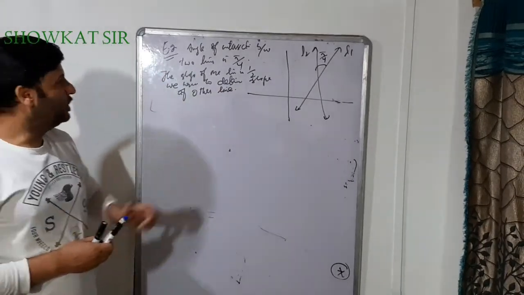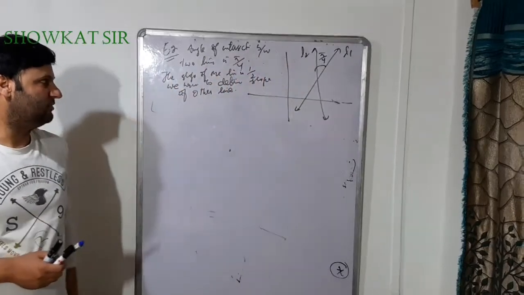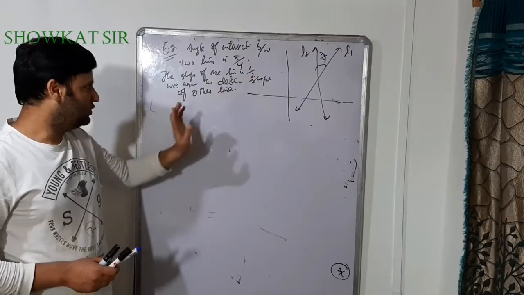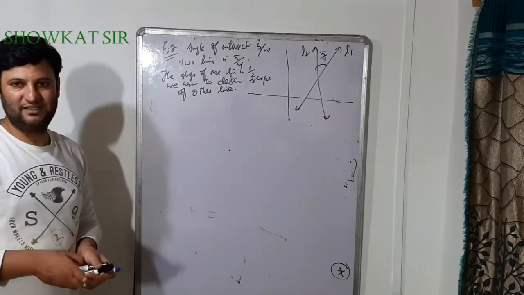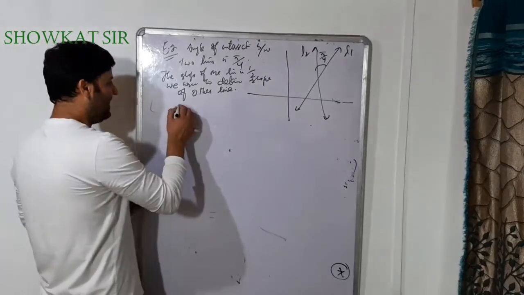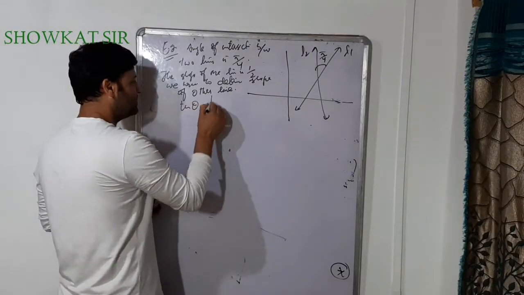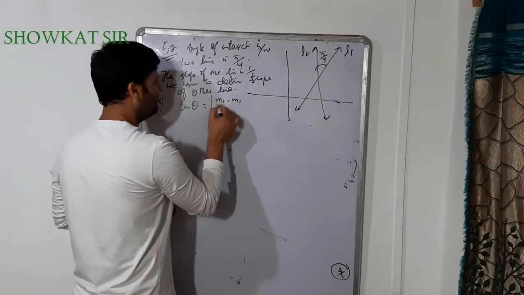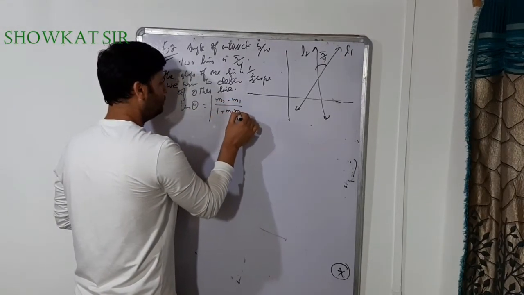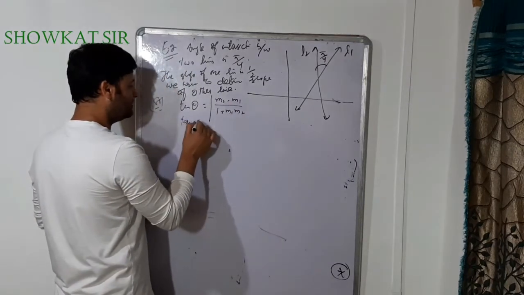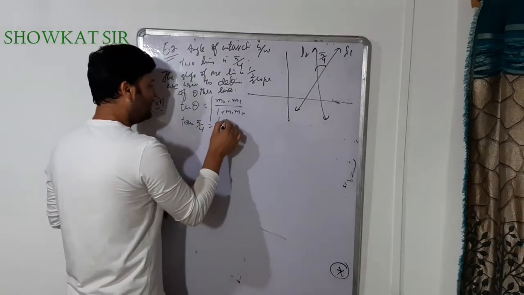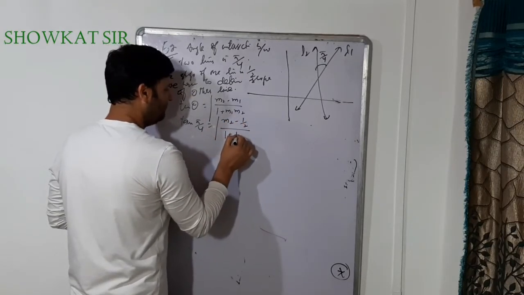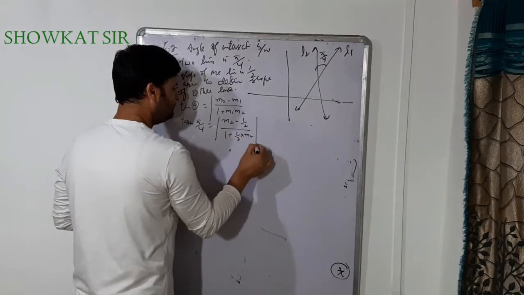Given: the angle of intersection between two lines is pi by 4. That's the acute angle. Slope of one line is 1 by 2. We have to determine the slope of the other line. We have tan theta, the acute angle of intersection between two lines, is the absolute value of m2 minus m1 divided by 1 plus m1 m2. Now theta is pi by 4, so tan of pi by 4 equals m2 minus 1 by 2 divided by 1 plus 1 by 2 into m2.